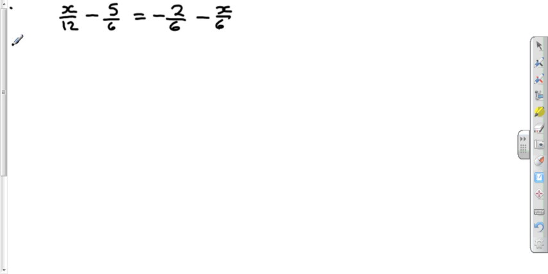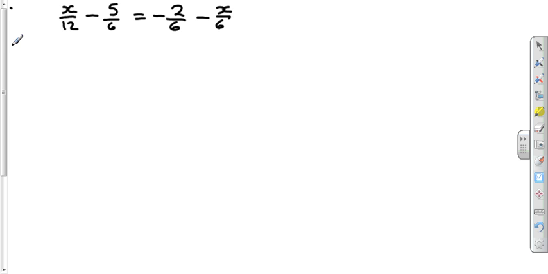Okay, so this particular equation has quite a few fractions in it, and you'll notice the denominators are highly related to each other. We've got three denominators of 6 and one of 12. More on that in a second.